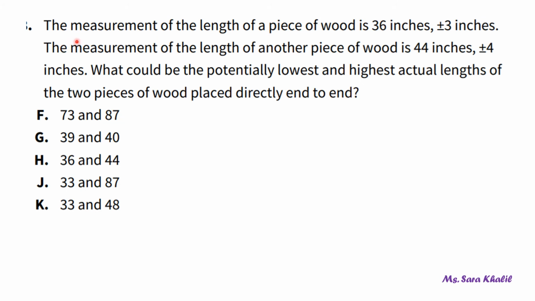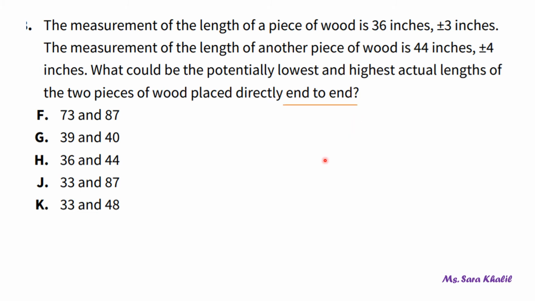The question says the measurement of the length of a piece of wood is 36 inches plus or minus 3 inches. And the measurement of the length of another piece of wood is 44 inches plus or minus 4 inches. What could be the potentially lowest and highest actual lengths of the two pieces of wood placed directly end to end? Train yourself to read it carefully and completely.